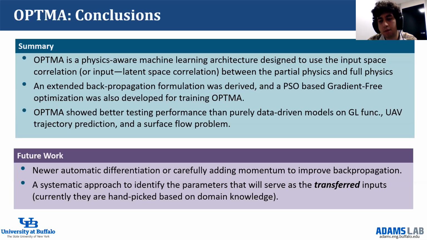Now for the next step, I'm thinking about having momentum in a way that helps the backpropagation. We have some backpropagation results, but these results can still be limited because the actual partial physics function might be multimodal or might have sharp gradients that even full physics doesn't have, but still it's going to hurt us when we're trying to train it with a gradient-based method. And another idea is to find a systematic way to find the optimal transferred inputs, which right now we are hand-picking based on domain knowledge.